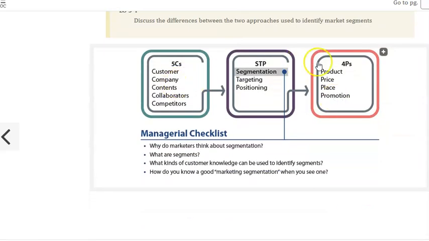And then become real familiar with this graphic. This graphic is a representation of the marketing management framework. We talk about the inputs being the customer, company, context, collaborators, and competitors, the 5 C's of marketing, if you will. I think you read about that in chapter 1.